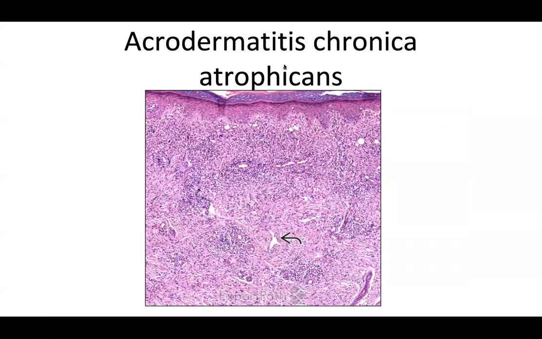Now, the word atrophicans suggests that you're going to have some atrophic epidermis as well as diffuse inflammation. It can actually be mixed lymphocytes, histiocytes, plasma cells, and even some eosinophils. You might see some dilated vessels, some ectatic vessels, as well as maybe some eosinophilic collection around the vessels as well.